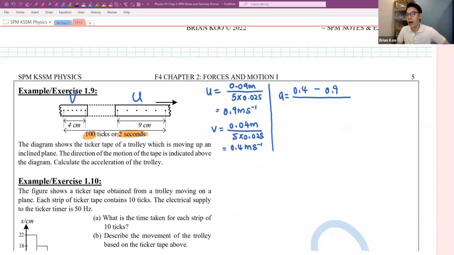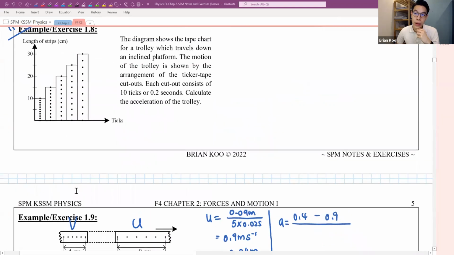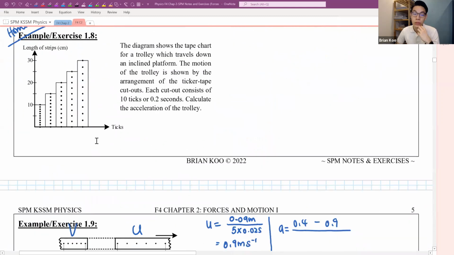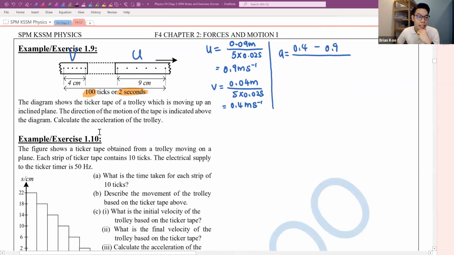Zach said 2 over 100. How come? The whole thing is 2 seconds. You actually need the time for the entire thing, right? That's why usually, let's say we have a chart, we will add up all the time and then minus 1. Sherwin said 9 ticks times 0.02. You are actually very close. Do you mean 9 strips? 9 ticks? No, it's actually okay.